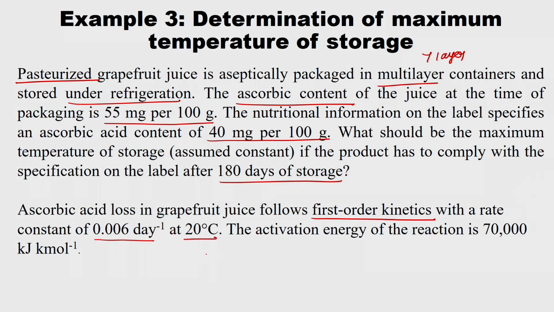So, they have given when T1 equal to 20, so my K1 is nothing but 0.006 day power minus 1, right. So, now I do not know what is my T2, but the t is given, which is nothing but 180 days. And also the information given would be the first order kinetics.